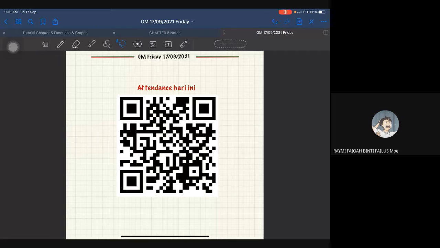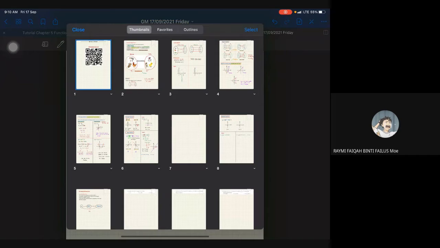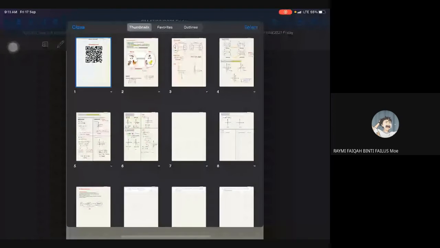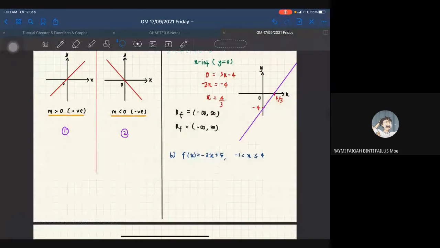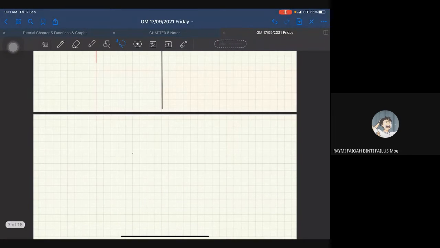Okay, so jom kita start. So tadi saya tinggalkan awak dengan satu soalan. So soalan melibatkan linear. Okay, so you have f(x) equals to negative 2x plus 5. Tapi this one dia lain sikit. Beza dia adalah awak ada constraint kat situ. Okay. So dah siap belum this one? Dapat domain dengan range awak apa? What is your domain and also range?